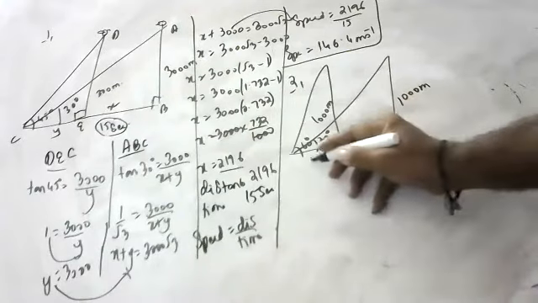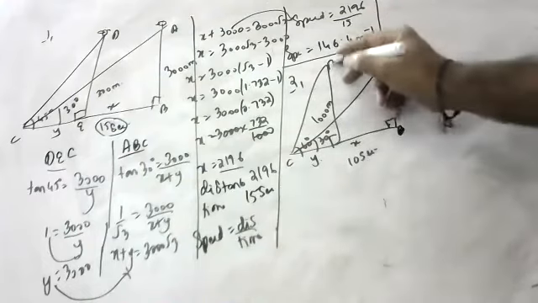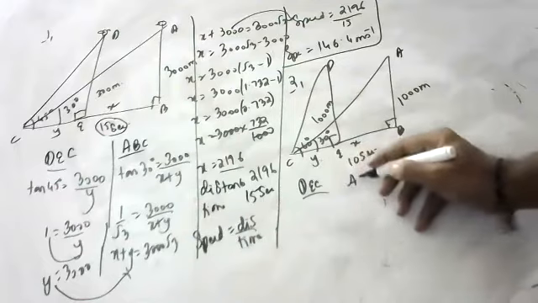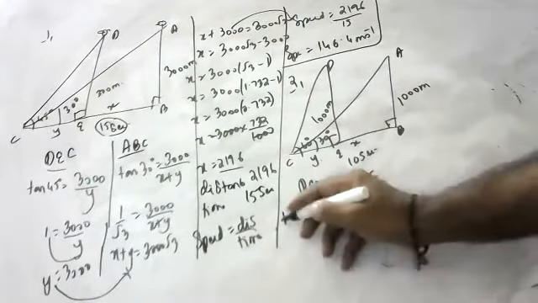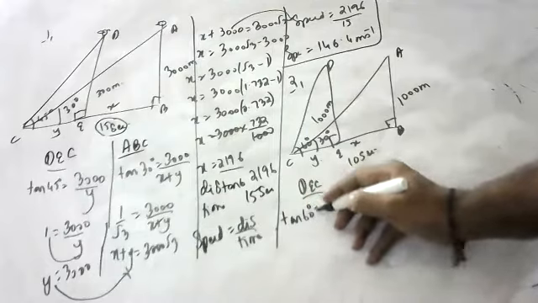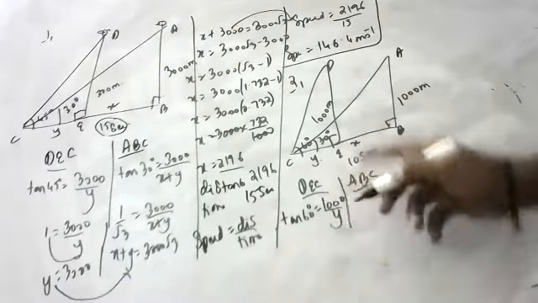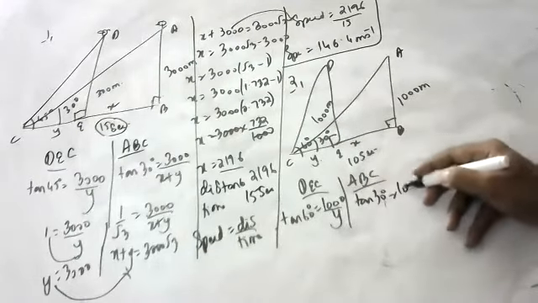If you take this x, let us take this y, same as before, A, B, C, D, E. Two triangles are there. One is the small triangle DEC, the other one is the big triangle ABC. Anyone tell me, in triangle DEC: tan 60 is equal to 1000 by y. In ABC, tan 30 is equal to 1000 by x plus y.